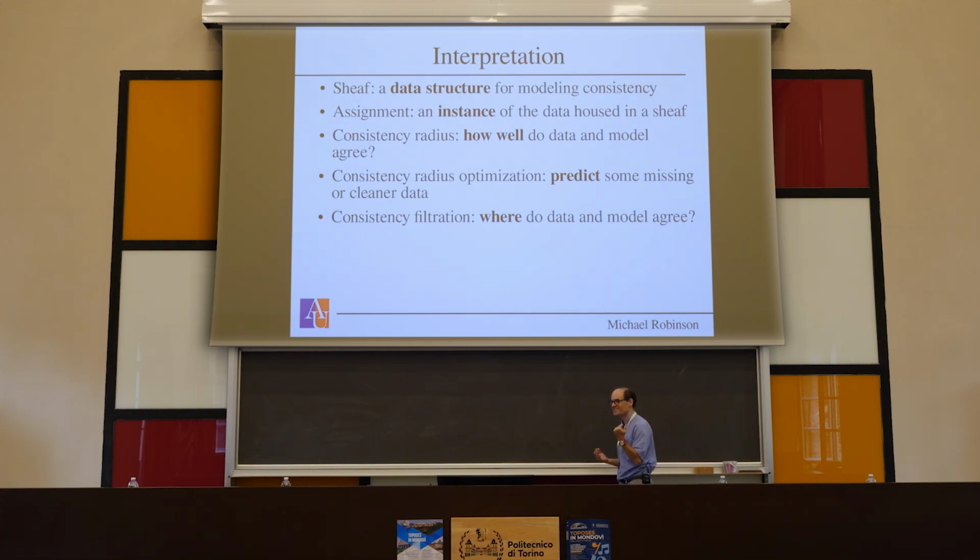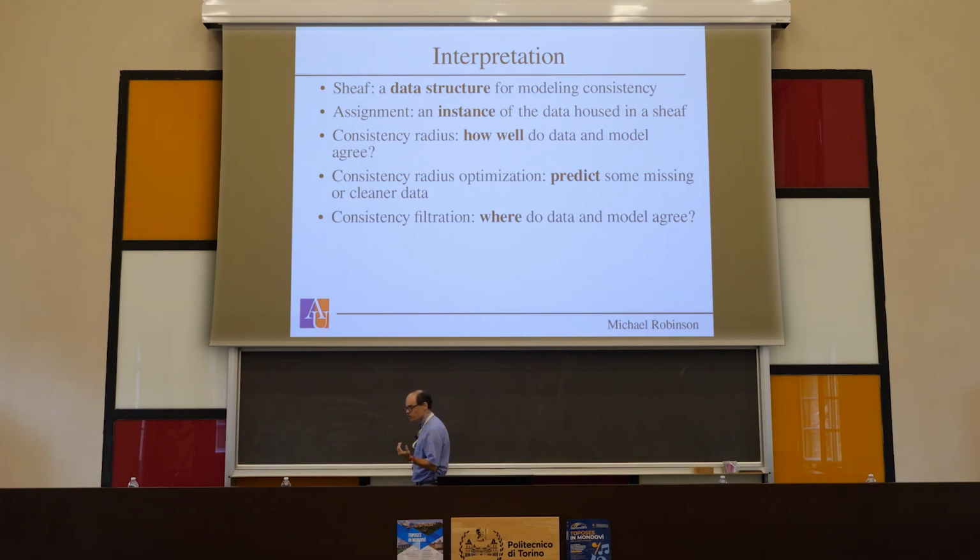The consistency radius tells you how well they agree. Tells you whether or not you should trust your model or not. Tells you whether you should trust your data or not. And it tells you how to infer missing data. The local consistency radius lets you tell where the model and data might be inconsistent, i.e. where in the model, even if I can't actually directly access it, where is it potentially at fault?